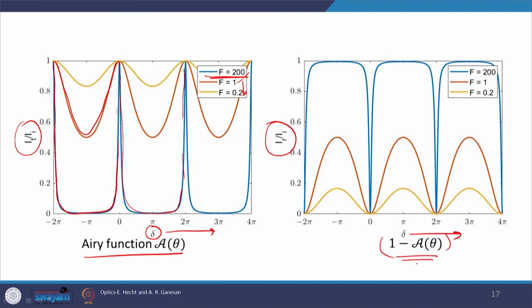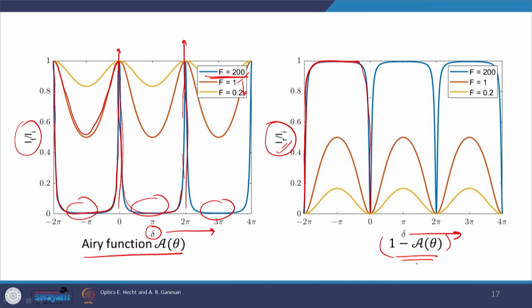Now in this plot also we see these peaks represent bright fringes, and this part represents darkness. So bright fringes appear in the background of darkness, while the opposite happens for the reflected irradiance. Here what we see is that for larger value of f, the irradiance remains high for most of delta, and then it reduces down.